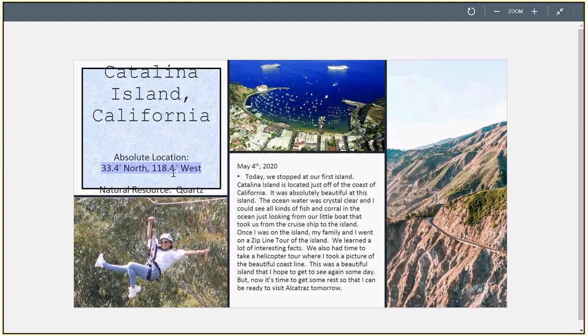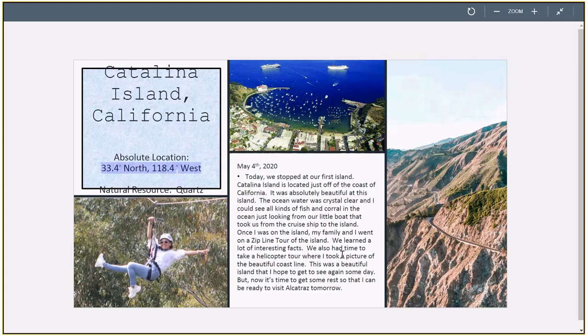Don't worry about this natural resource. That's something we used to do. You can see some images. These were just lifted from Google. This is Catalina Island. Here's another picture over here on the right of the mountains. And then here's the journal entry. So today we stopped at our first island. Catalina Island is located just off the coast of California. It was absolutely beautiful at this island. And then it goes on to talk about what was done that day.